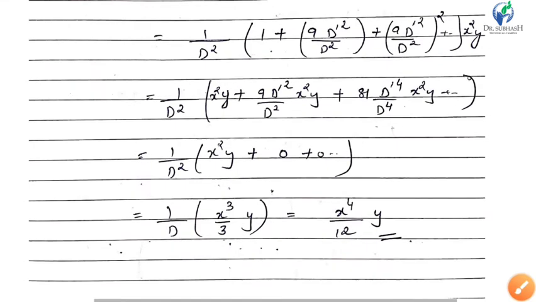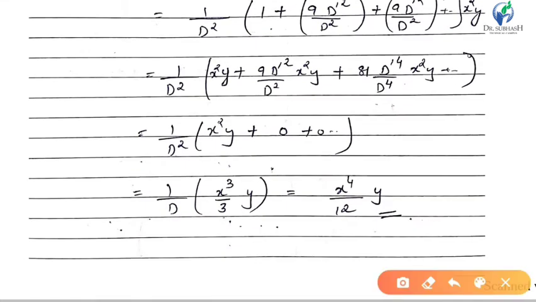This x square y will be as it is. Now when I differentiate the second term 2 times with respect to y, since it is D dash square, I will get 0 here. And similarly, when I differentiate the third term 4 times with respect to y, I will get 0. So these two terms will become 0 and I am left with the term x square y.